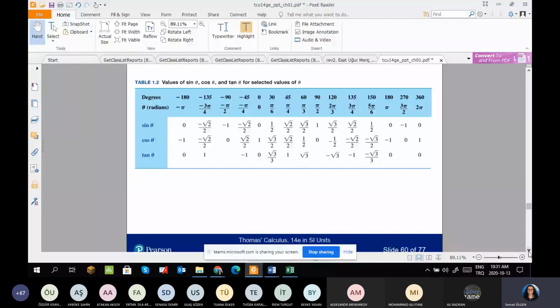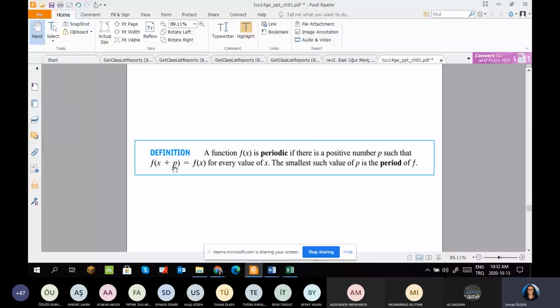The rule mathematically is that if you add p to x, you get the same function. So after 2 pi, you're going to get the same point for sine, for example. That's the definition: a function is periodic if there's a positive number p such that f of x plus p is equal to f of x for every value of x. The smallest such value of p is the period of f. So in this case, for cosine and sine, it's 2 pi, because 4 pi is going to give you the same, but we have to use the smallest one.